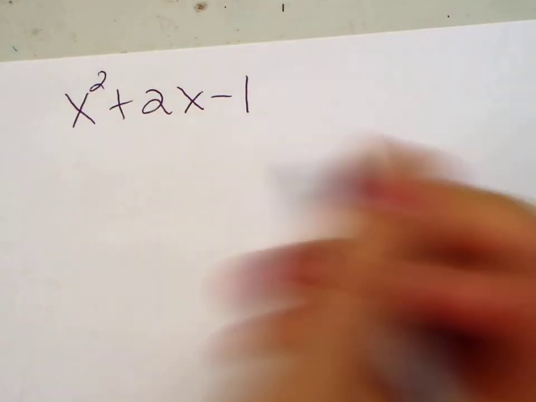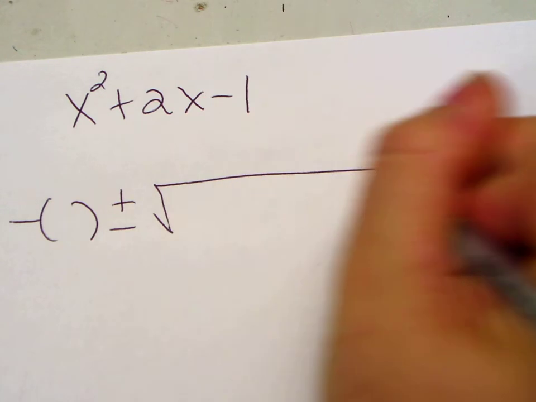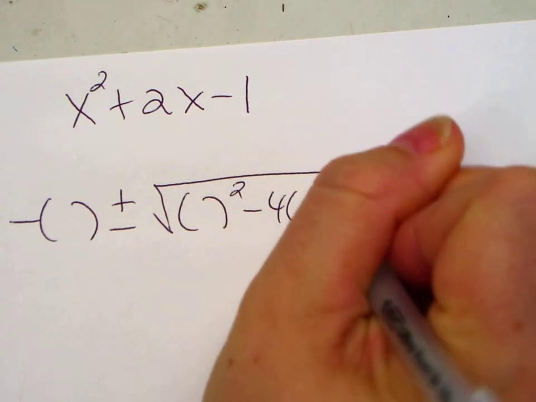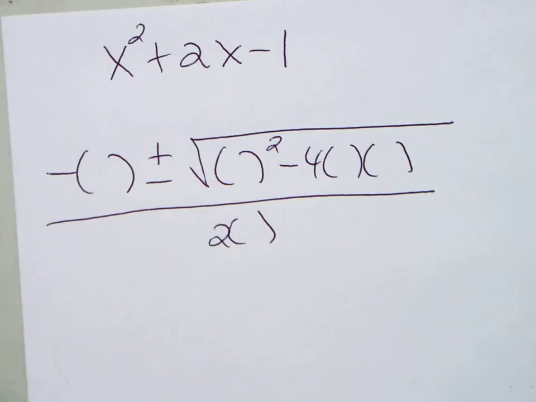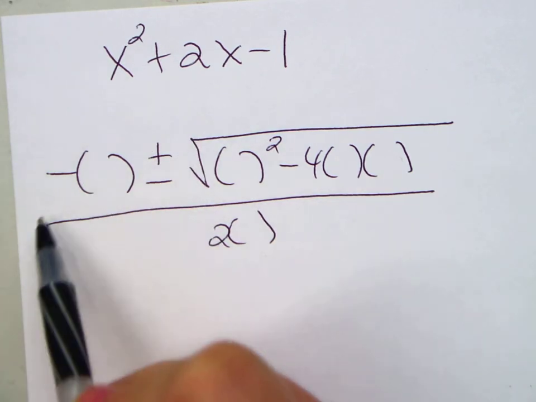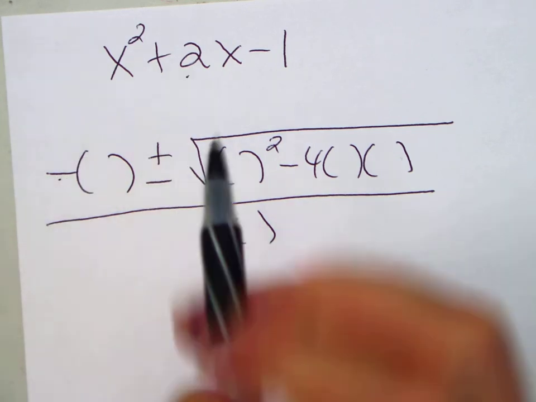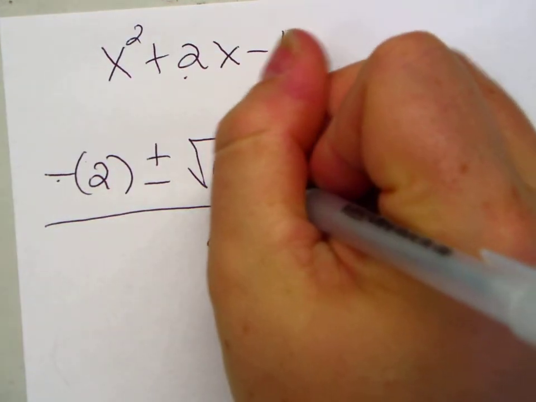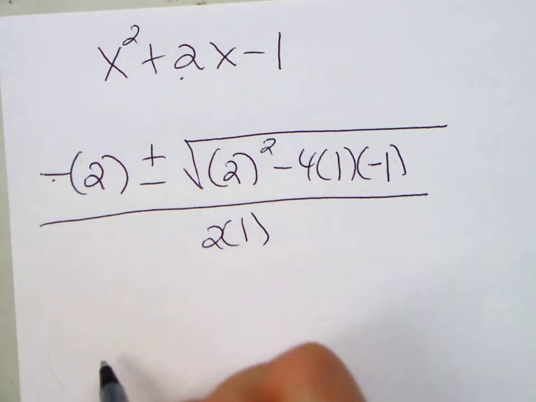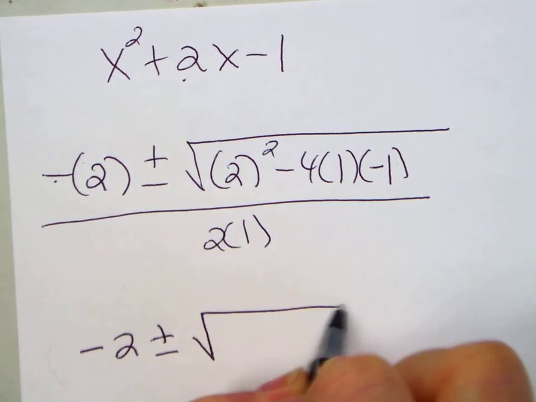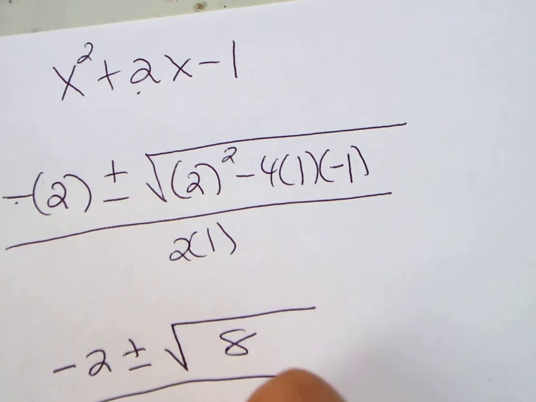So let's do it here. X squared plus 2x minus 1. Negative b plus or minus the square root of b squared minus 4ac all over 2a. You can memorize the quadratic formula. If my 3-year-old niece can memorize it, you can memorize it. Yes, I taught my 3-year-old niece the quadratic formula. Negative b is negative 2. B squared minus 4. What's a? A is 1. So we get negative 2 plus or minus the square root of 8 all over 2.